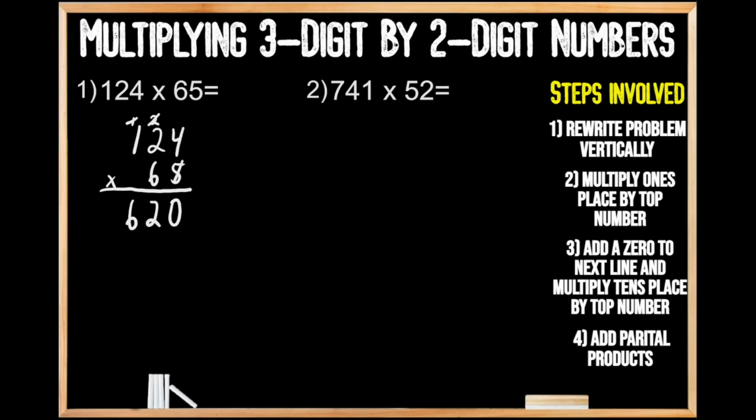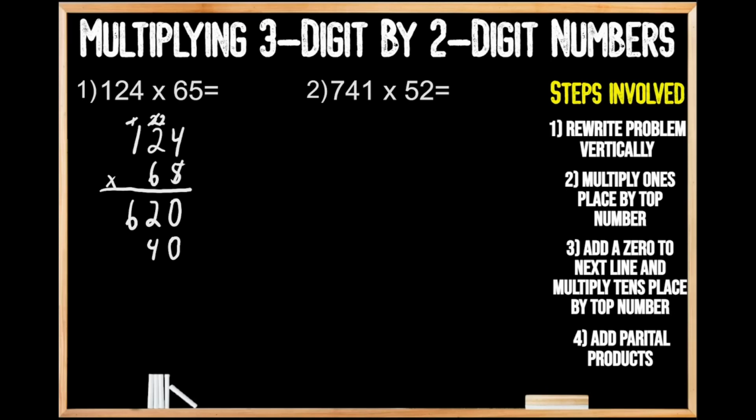And now we're going to move on to step number 3, where first we're going to add a 0 to the next line because this is going to show us that now we're multiplying by our tens place. And then we're going to multiply our tens place. So we're going to multiply 6 times 4, which gives us 24. So we're going to write the 4 and carry the remaining 2.